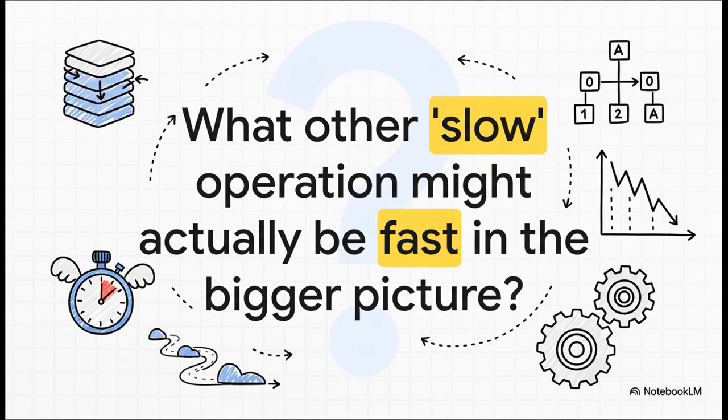So I'll leave you with this question. Now that you have this new mental model, this idea of amortizing cost over time, what other operations that we think of as slow might actually turn out to be incredibly efficient when you zoom out and look at the bigger picture?